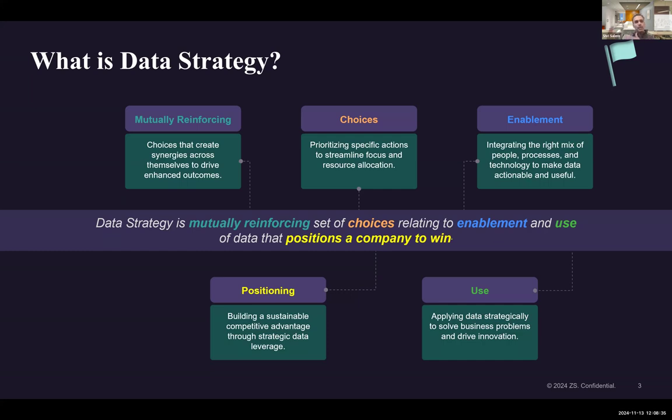And then, of course, the value realization happens by applying that data, which is now more useful than in its raw form. So you take the data and apply it to business use cases and problem statements. So that's how you get value from the data. So this is our definition of data strategy.